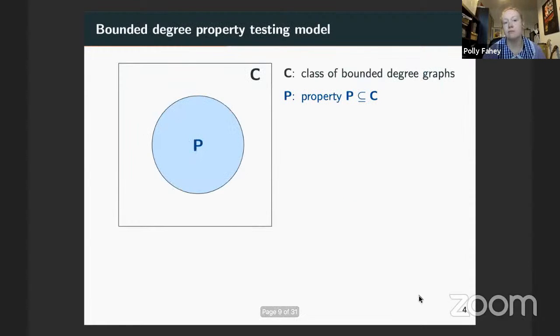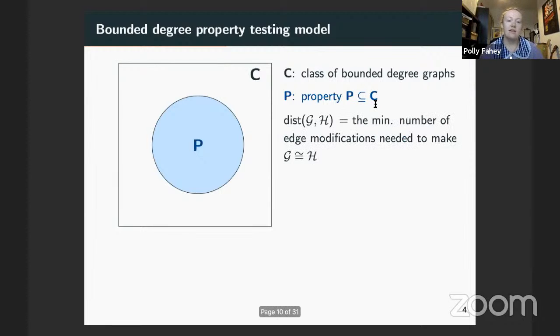So let me introduce this model first. So in the bounded degree property testing model, the input class is just some set of bounded degree graphs. And then we define a property on that class, which is just a subset of the input class. And then, as I mentioned before, we need to define a distance measure from graphs in C to the property P. So let's start by defining the distance between two graphs. So in this model, we say that the distance between graphs G and H is the minimum number of edge modifications which are needed to make G and H isomorphic, where an edge modification is just adding or removing an edge.